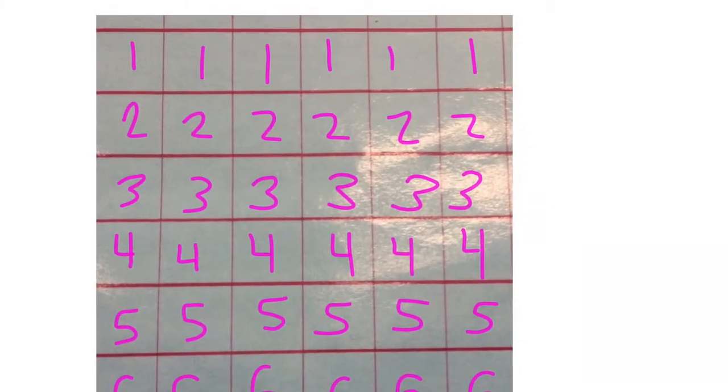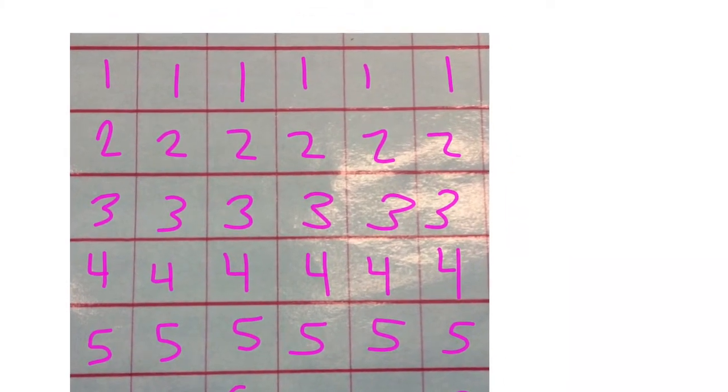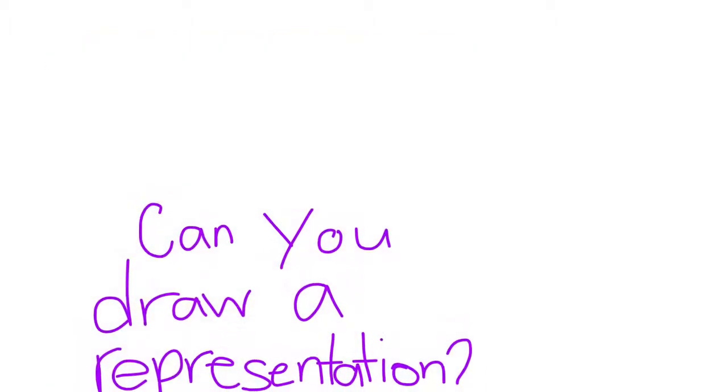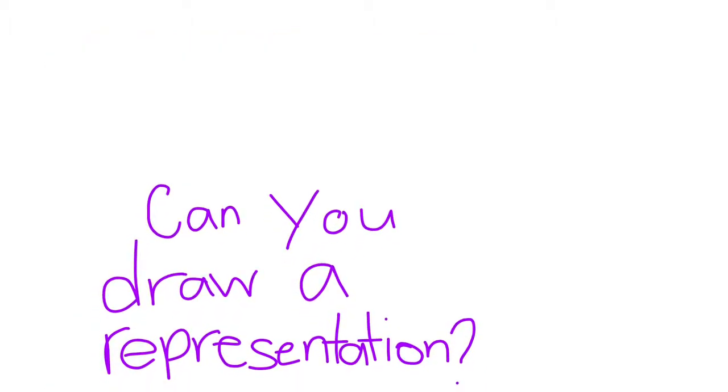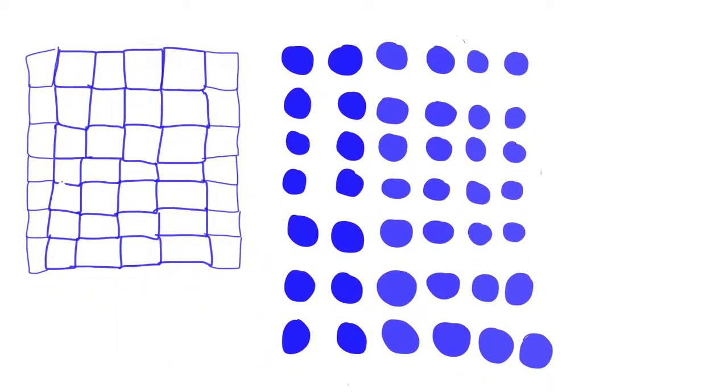This is 7 groups of 6. Can you see 7 groups of 6? Here are the groups. There are 7 groups of 6 squares in a grid. Can you draw a representation of 7 times 6? Please pause your movie and draw. This is a representation of 7 times 6.